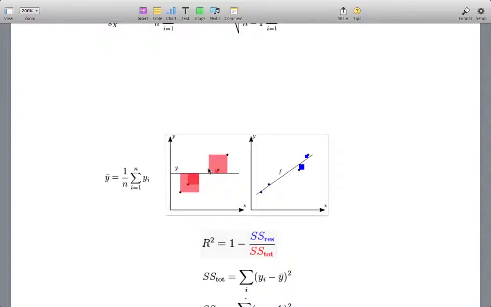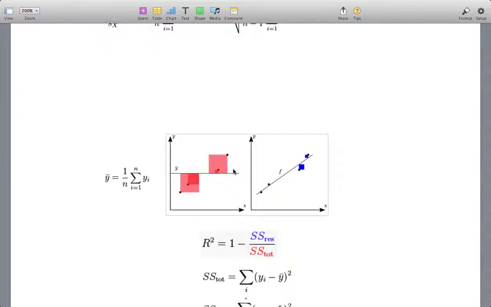And what we want to do is compare how the average in the y direction is relative to the prediction line, the least squares regression line. In other words, which is a better predictor? Is it the regression line or the line represented by the averages in the y direction?